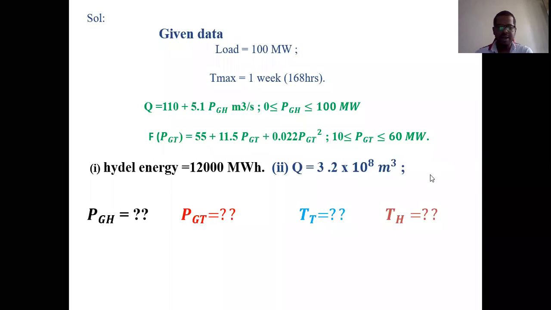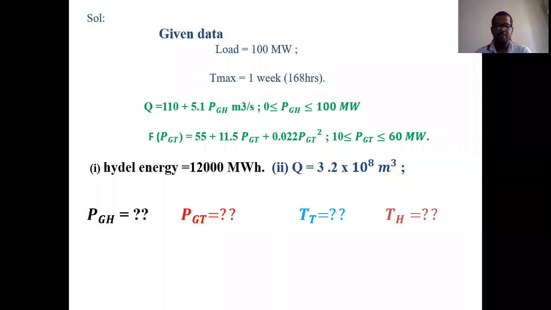Yes, I'm getting the answers. 18 series 214 is saying that PGT is equal to 47.67. One more person, 18 series 53, is saying that PGT is equal to 50 megawatts. And 17 series B8 is saying that PGH and PGT are equal to 50 megawatts each. Yes, very good. Some people are giving the response. Please, all of you try to solve this problem, it is very easy.